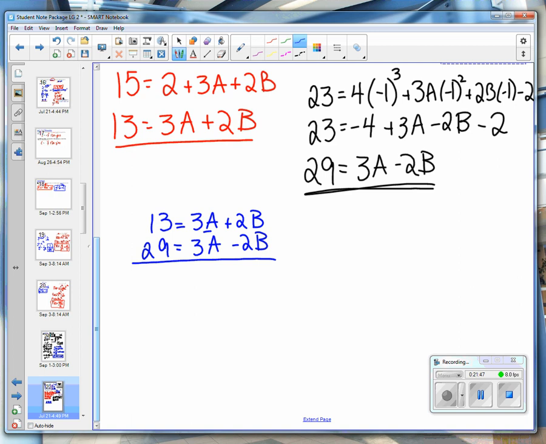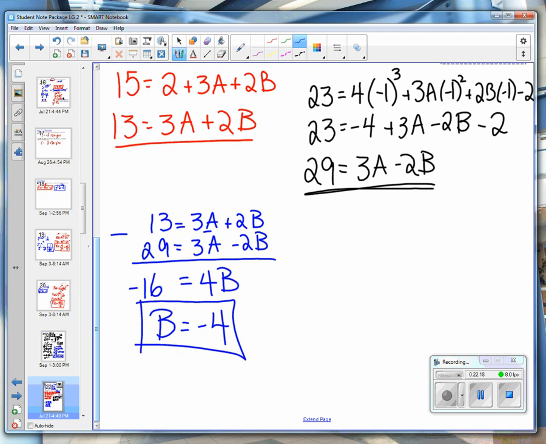But basically, how do I say 3a and 3a? How do I get rid of them? Well, we would minus. 3a minus 3a is going to cancel. Then I have to subtract everything. So 13 minus 29 would give me negative 16 equals 2b minus negative 2b would become 4b, because it's kind of like 2 plus 2. Then I would just divide by 4, and b is going to be equal to negative 4. So this is one of our answers, which is awesome.